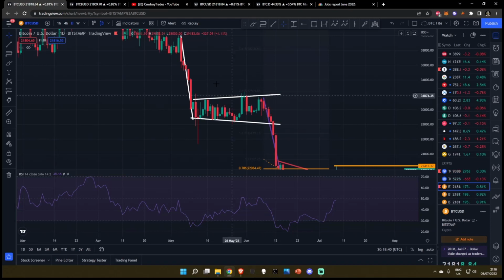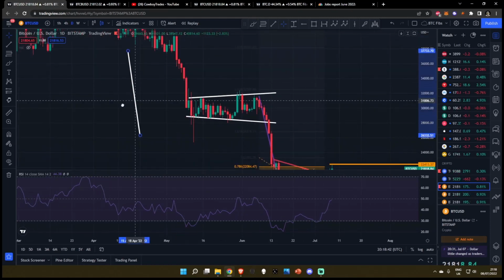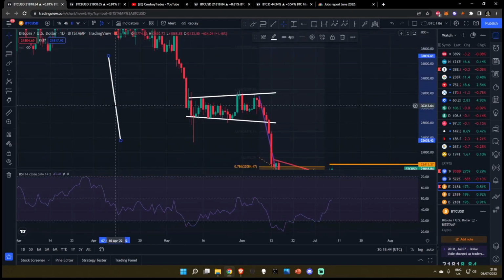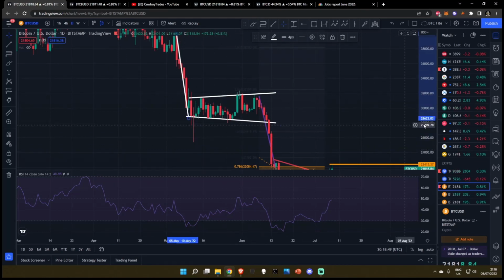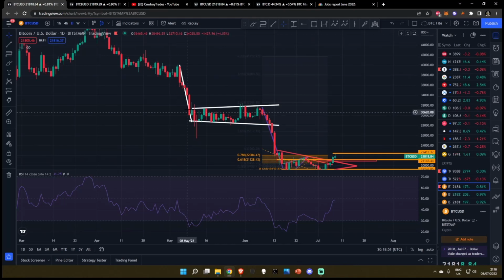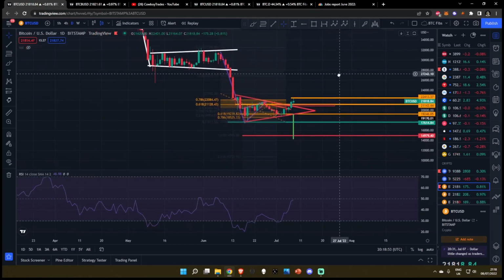bear flag. If we remove the pole, you can argue that this is a megaphone. That's the word I'm looking for. This is a megaphone that broke to the downside. Nonetheless, we can just call this a massive bear flag that capitulated to the downside.